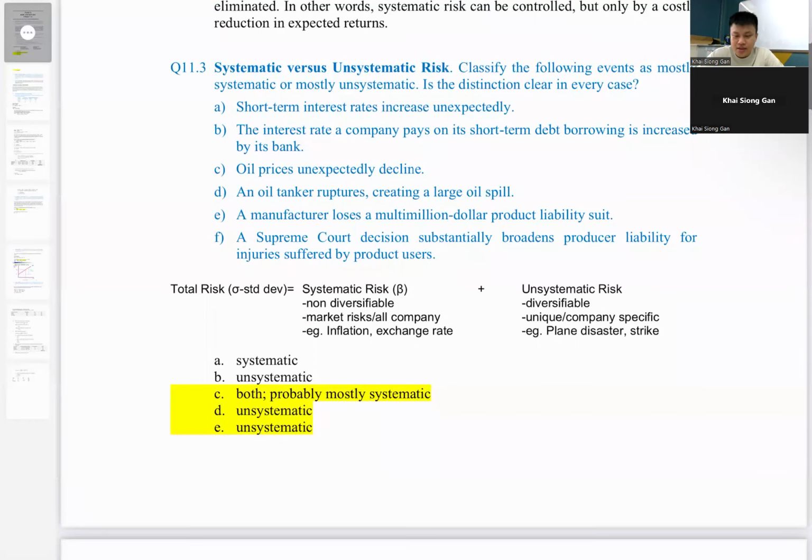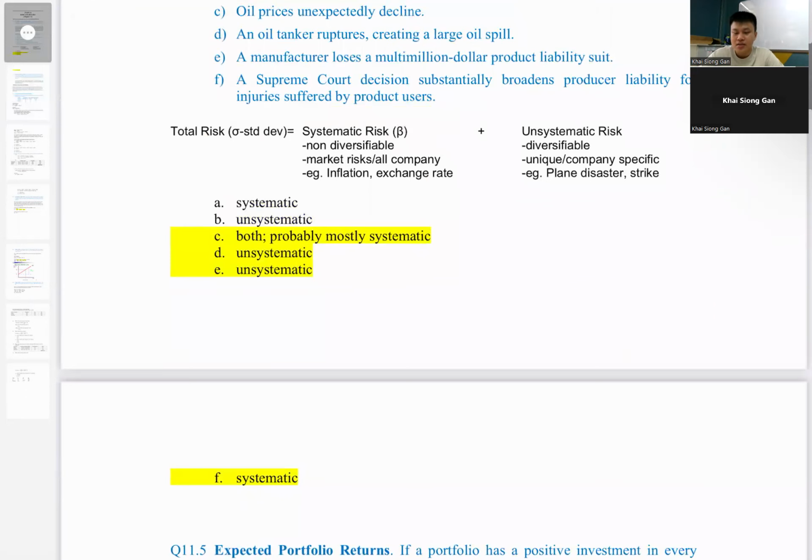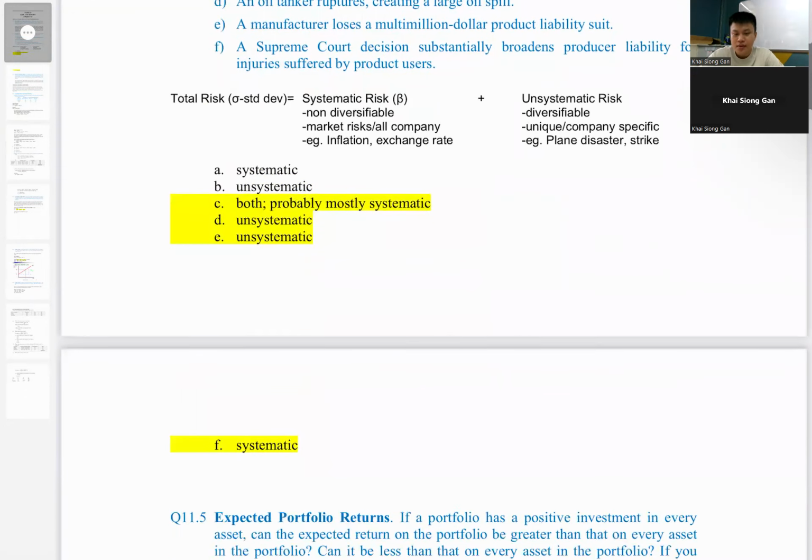Oil prices unexpectedly decline. It can be a macro issue as well, so it can be both. It can affect the market, and also it can affect the company that produces oil. So both. Question D, an oil tanker ruptures, creating a large oil spill. That only affects one company itself, unsystematic. A manufacturer loses a multi-million-dollar product liability suit. So a lawsuit for the company, again unsystematic. A Supreme Court decision substantially broadens producer liability for injuries suffered by product users. Again, this is a regulation that applies to all the companies, so systematic. Okay, done.